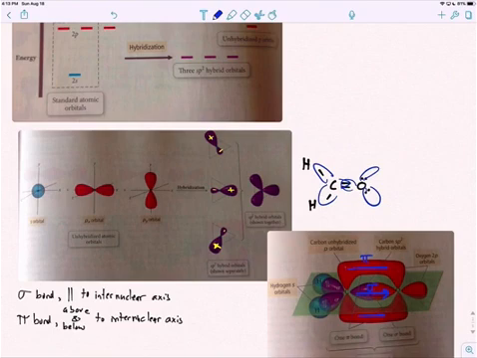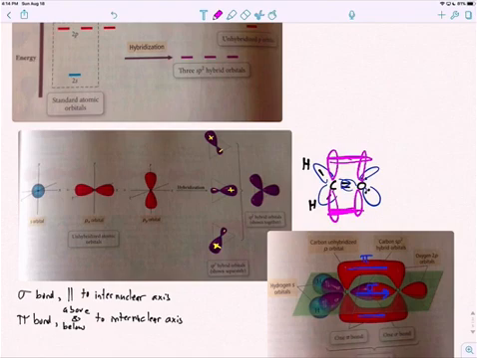And then what happens is you have the p orbitals above and below. Now they can overlap here, and that's known as a pi bond. So we have two different types of bonding. We have a sigma bond. A sigma bond means that the bonding is along the internuclear axis.